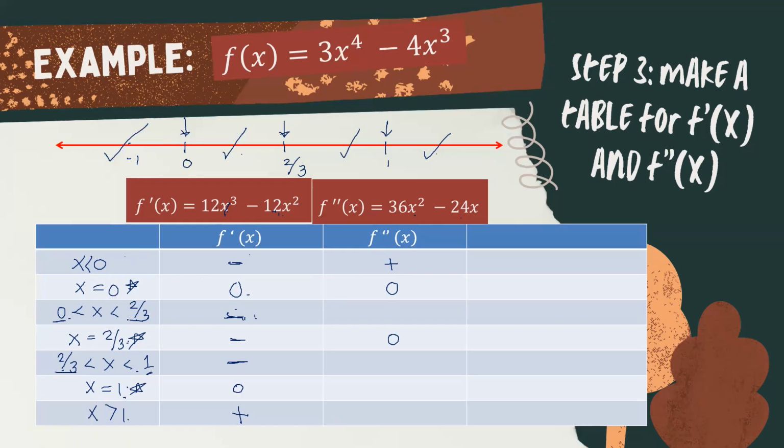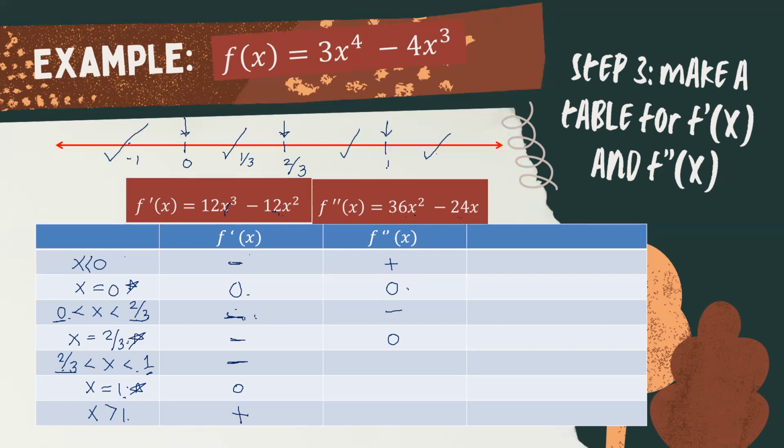Yan. So sa 0 to 2/3, ang kinuha nating representative number si 1/3. So 36 times 1/9, that's 36 over 9. That will be 4. Minus 24 over 3 is 8. So 4 minus 8 will be negative. Okay, so ayun, medyo magkaiba. Kaya ibig sabihin magiging point of inflection to, no? So 0.